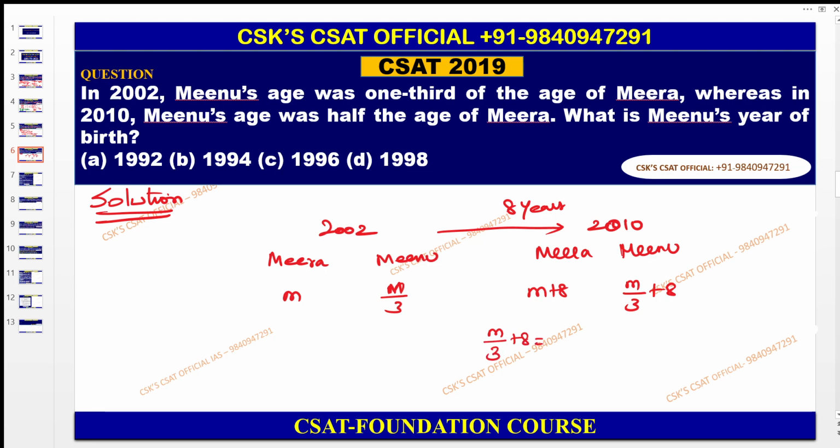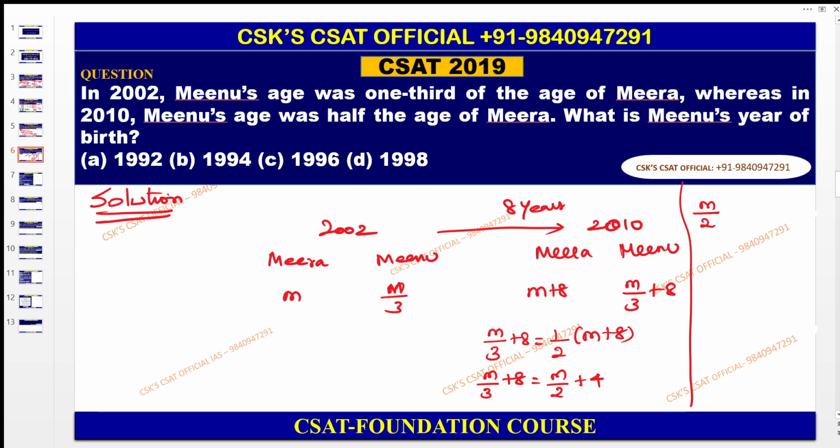So that age in 2010 was half of the age of Mira. In 2010, Mira's age is M plus 8. Now just do the calculations or arrangements. So this is nothing but M by 3 plus 8. Bring this 2 inside, M by 2 plus 4. Now rearrange this one.